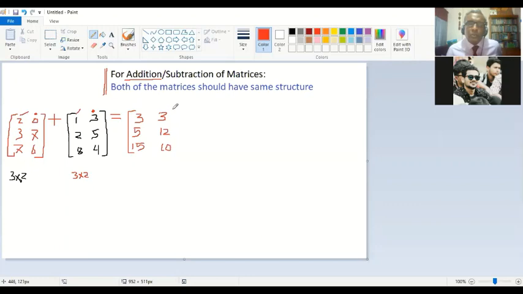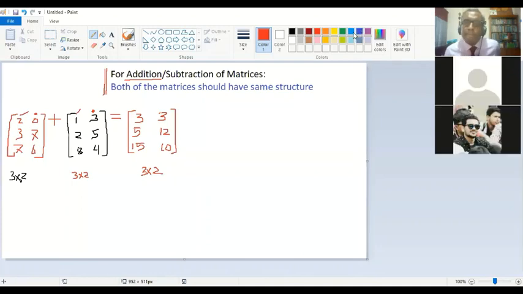So all calculations are done. This is the answer matrix, and the answer matrix is also the same structure, 3 by 2. Okay, so this is how we do the addition. Very, very simple. Is that okay? Do you understand? Yes, sir. Very simple.